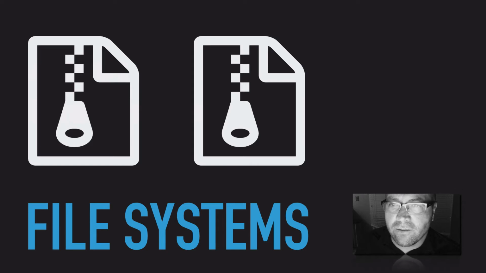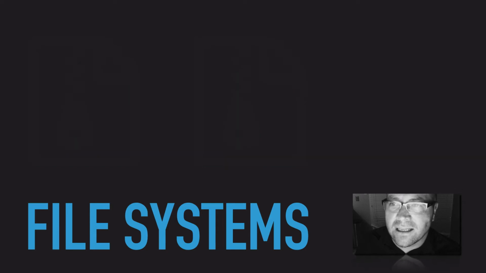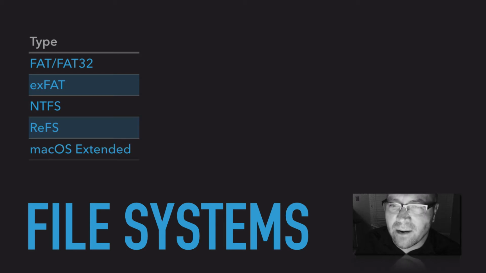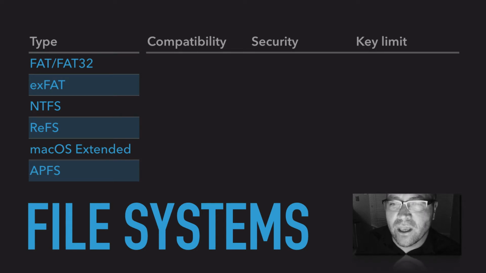But to start you off, I'm going to cover just these 6 types that you'll need to know about: FAT or FAT32, exFAT, NTFS, ReFS, macOS Extended, and APFS. I know it's a lot of technology jargon here, but let's make some sense of it. So let's start off with FAT or FAT32.